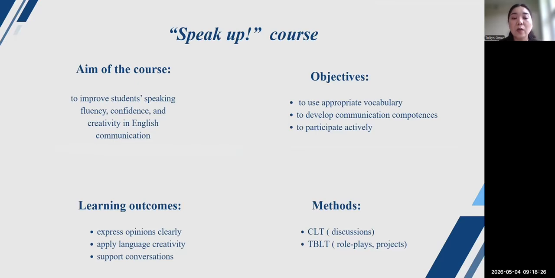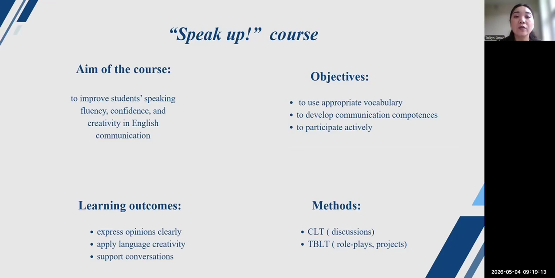Moving on to the course goal and the learning outcomes. The main goal of the course is to improve students' speaking fluency, confidence, and creative communicative skills. To achieve this goal, several objectives are defined. Students are expected to use appropriate vocabulary in real-life contexts, develop confidence in communication, and actively participate in speaking tasks. The objectives are directly connected to measurable learning outcomes, and by the end of the course, learners will be able to express their own opinions clearly, maintain conversations, and use language creatively in different communicative situations.